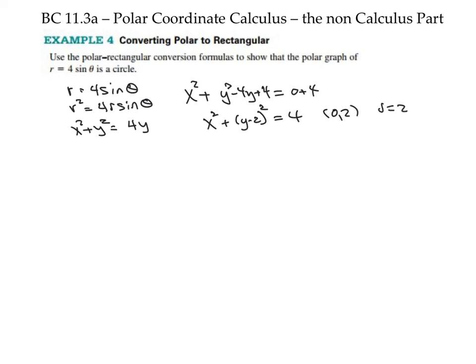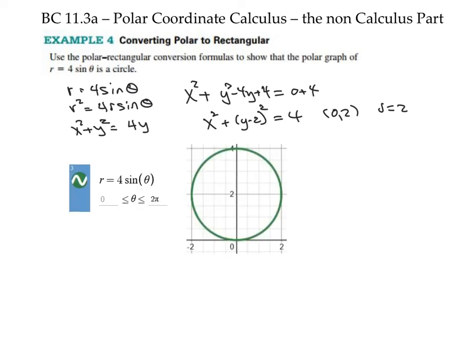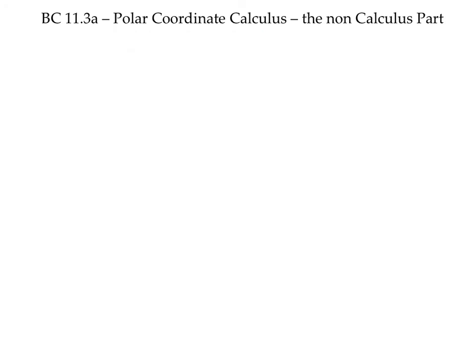Now I'm going to go to Desmos and graph r equals 4 sine theta. And you can see when I graph in Desmos r equals 4 sine theta, we do in fact get a circle with radius 2 centered at (0, 2), just as the math supports.